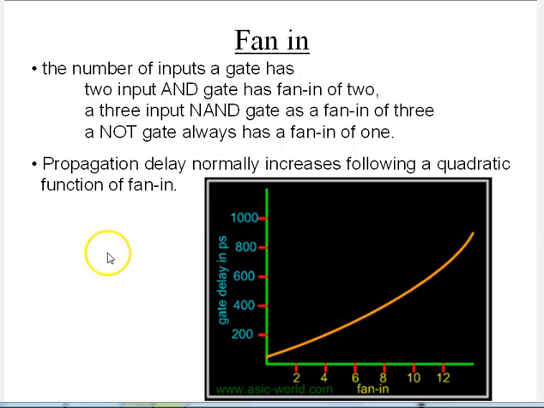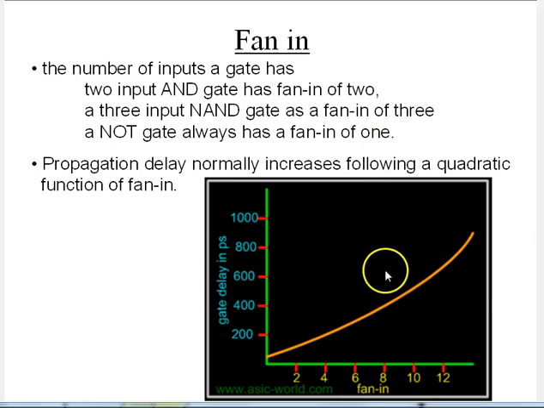So let's look at fan in, the number of inputs a gate has. So a 2-input AND gate has a fan in of 2. A 3-input NAND gate, for example, has a fan in of 3. Our NOT gate or inverter always has a fan in of 1. That just has 1 input and 1 output. So the number of inputs is the fan in.